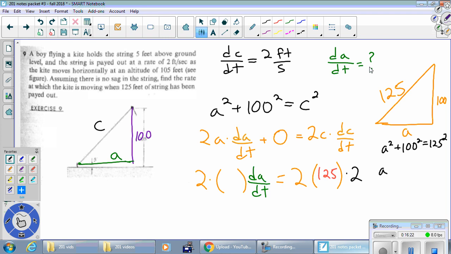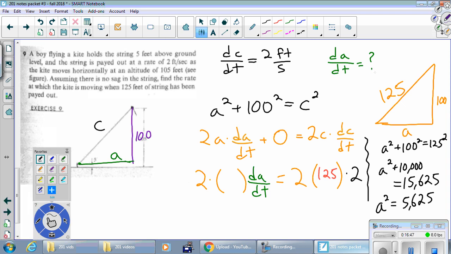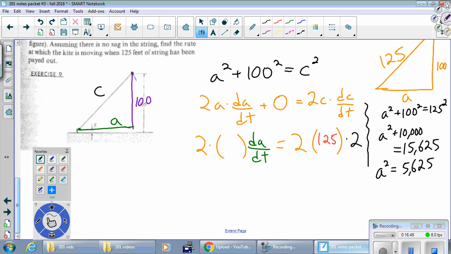Okay, so this is a squared. A squared plus, that is 10,000, equals, and then 125 squared, everybody knows that's 15,625. You knew that, right? And then we're going to solve for A, so A squared, just subtract here, so we get 5625. And then the square root of that. And the square root of 5625 happens to be a nice number. 5625, what is that? 75. So A turns out to be 75.